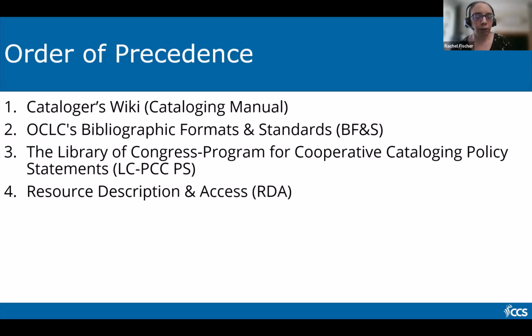Each library is responsible for following both the local and national practices. The wiki does specify an order of precedence. This includes the Catalogers Wiki, which is our local practices, so this is the most important. Then OCLC's Bibliographic Formats and Standards, the LCPCC Policy Statements, and RDA.